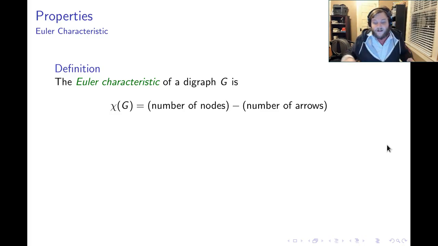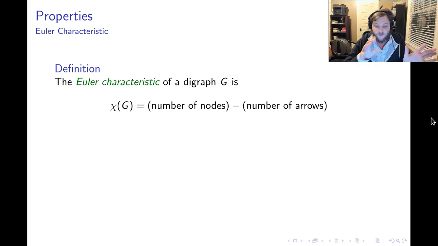So now I'd like to introduce a few properties that people use when they're describing digraphs. The first property is called the Euler characteristic. The Euler characteristic of a directed graph is just a number, and the number is actually very simple to calculate. Notationally, this is a Greek chi. So chi of G, if G is a digraph, or the Euler characteristic, is defined as the number of nodes minus the number of arrows.